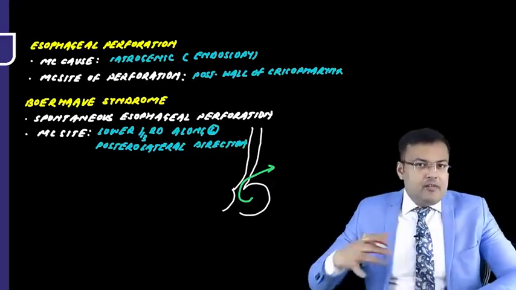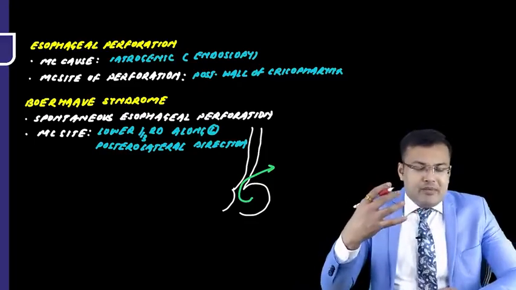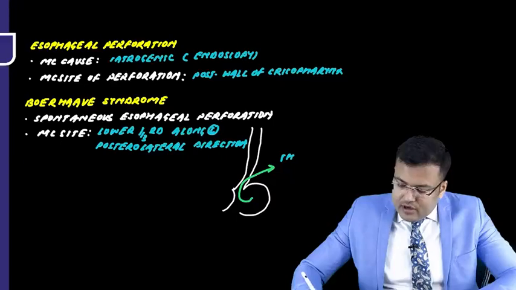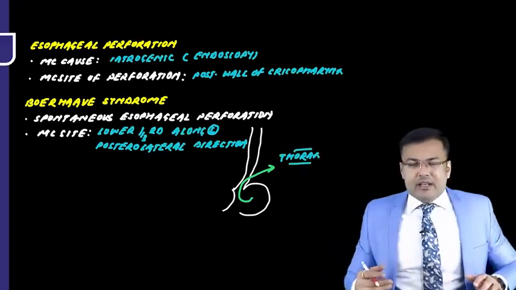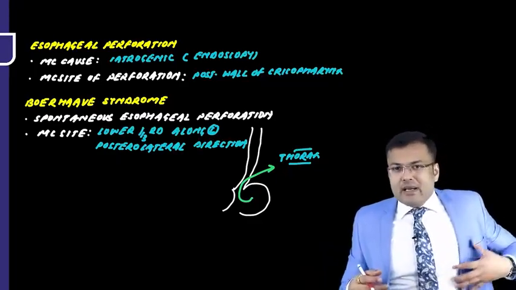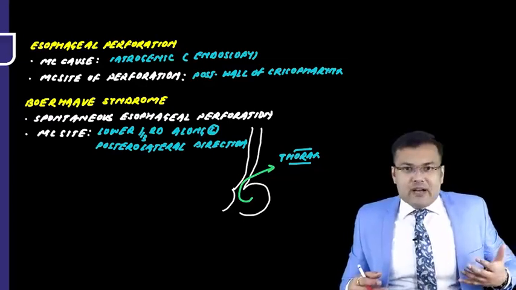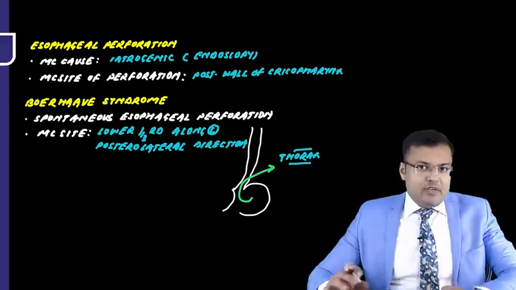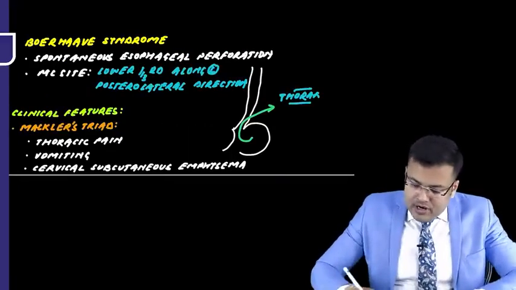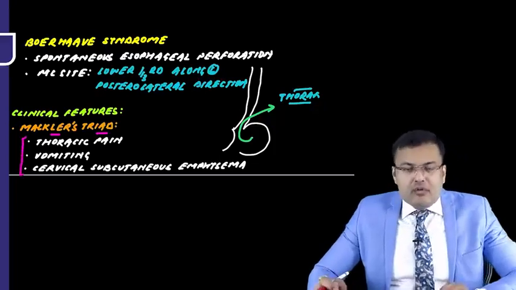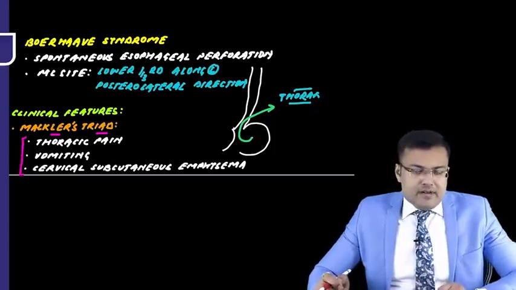Whenever there is forceful, repeated vomiting, the gastric content or vomitus enters into the thorax or mediastinum, and the patient will develop severe mediastinitis. It is characterized by a triad known as Mackler's triad. The components are thoracic pain, vomiting, and cervical subcutaneous emphysema.